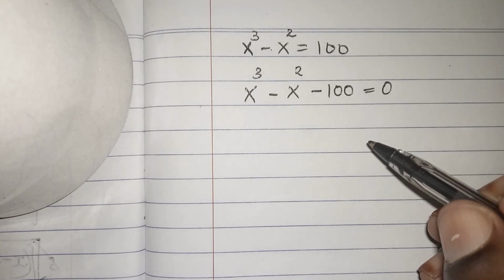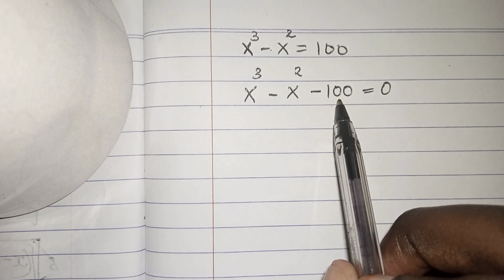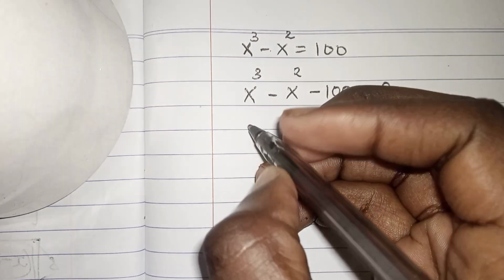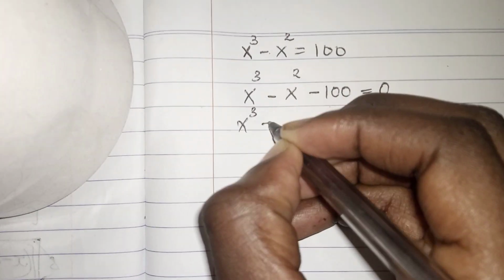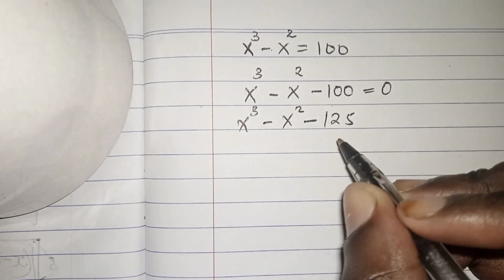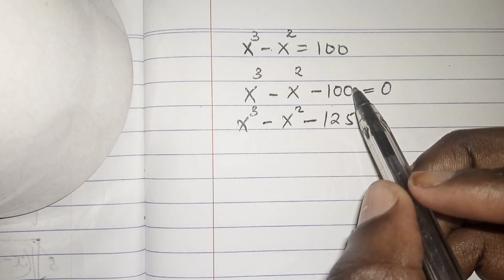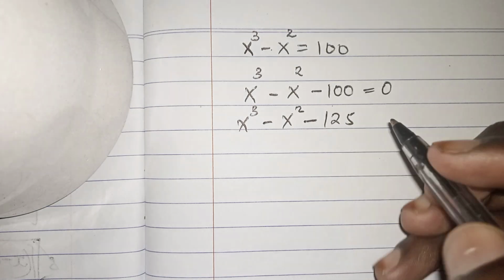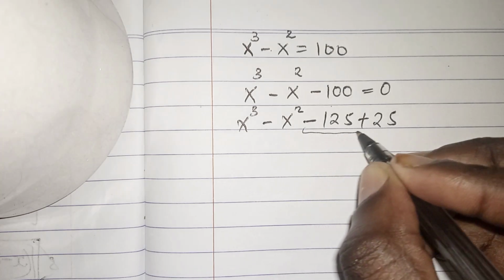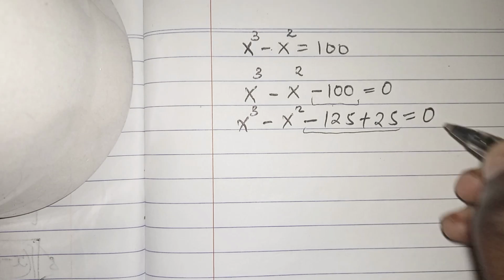Okay, our next step, we're going to look for the nearest cubic number to 100. The nearest cubic number to 100 is 125. Therefore, this will be x cubed minus x squared minus 125. So what do we do to 125 so that we can get 100? This is negative 100 and this is negative 125. So we are going to add 25. If you take this, we are getting negative 100 is equal to 0.